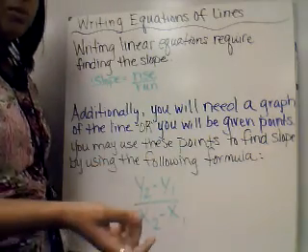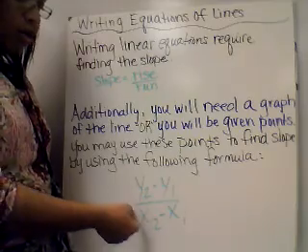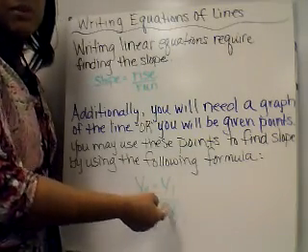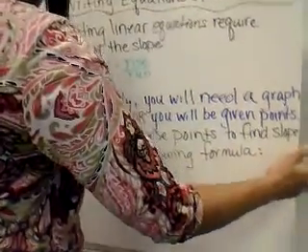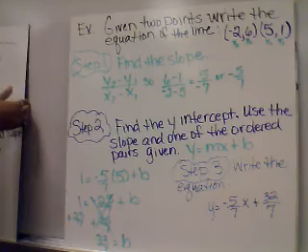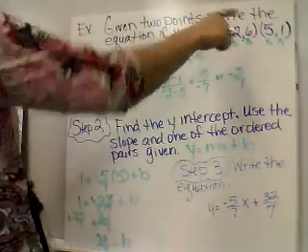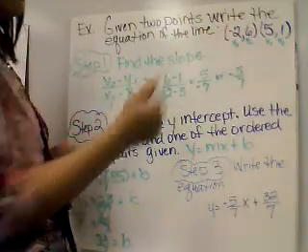So if you have 2 points that are given to you, you may use y2 minus y1 over x2 minus x1 to find the rise over the run. I'm going to demonstrate that for you on the next slide. So I'm given 2 points, and I want to write the equation of the line. The points I'm given are -2, 6 and 5, 1.